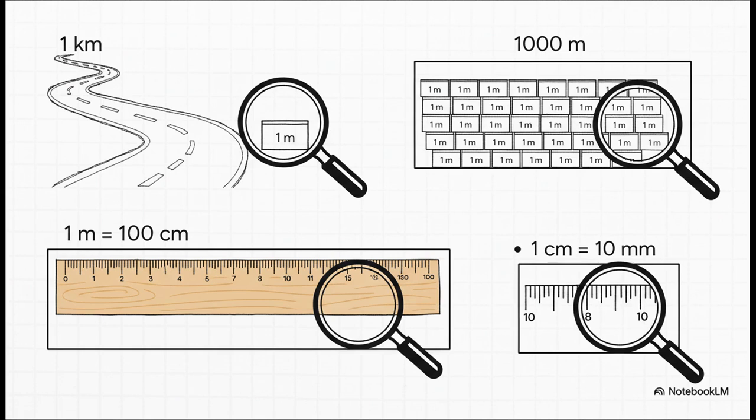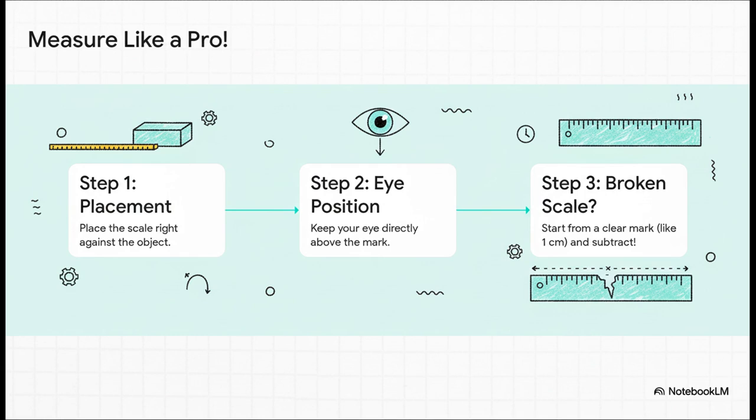Now, for your exams, you absolutely have to know how these units are related. It's really easy. For really long distances, we use kilometers. 1 kilometer is just 1,000 meters. Then, each meter is made of 100 centimeters. And finally, each little centimeter is broken down into 10 tiny millimeters. Simple, right?